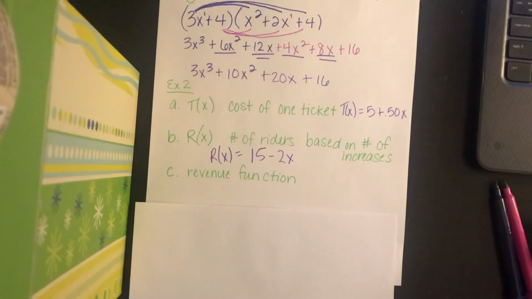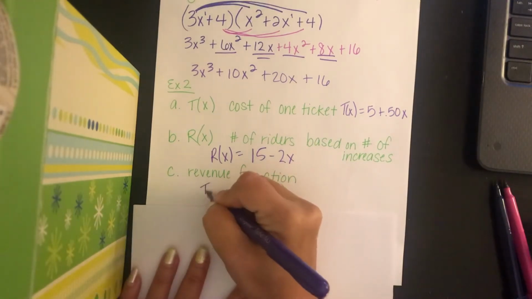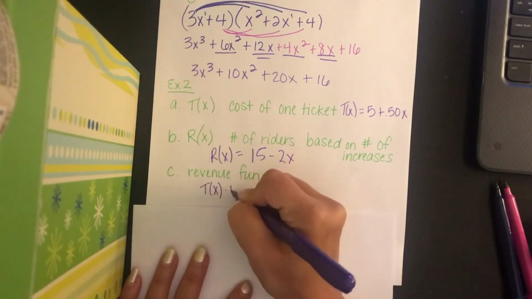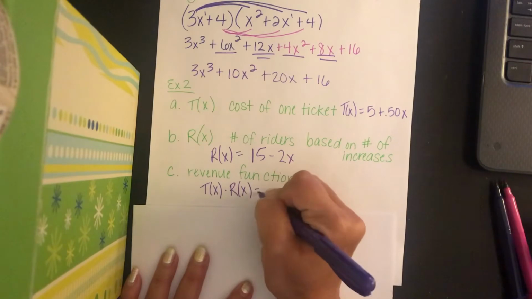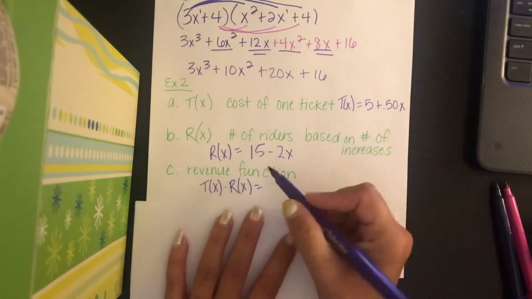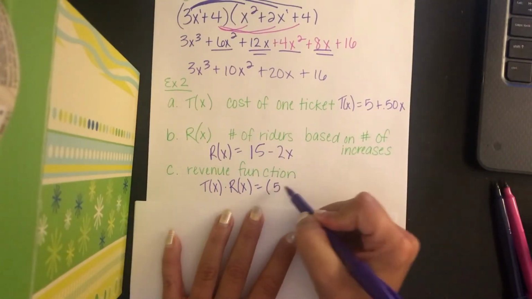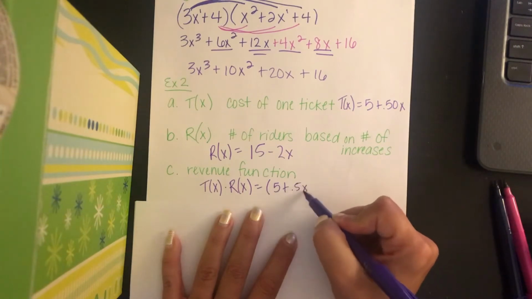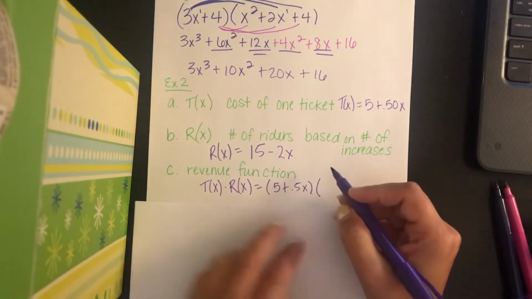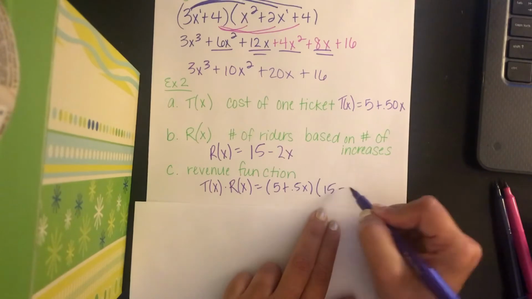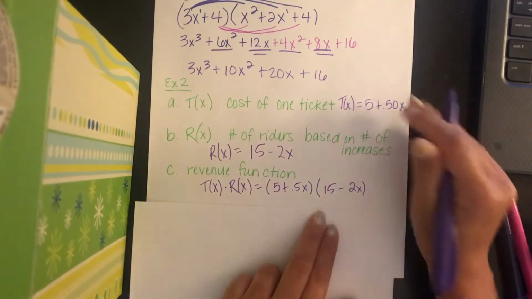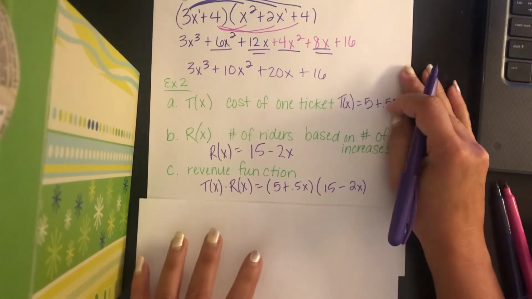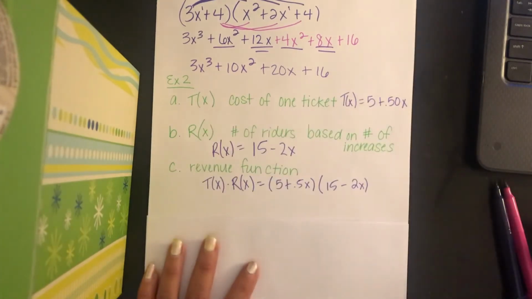And then C, it says write a revenue function for the hayride that could be used to maximize revenue. So we're looking at the T of x times the r of x. So my T of x was 5 plus 0.5x. My r of x was 15 minus 2x. Okay, so then I can multiply.